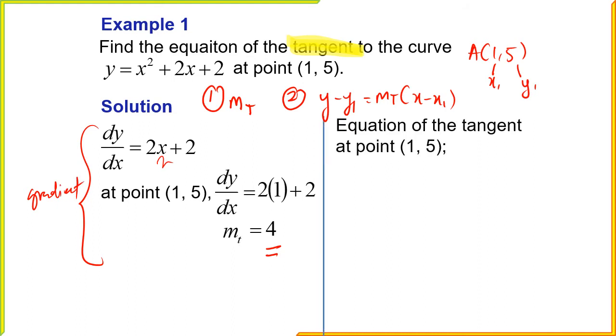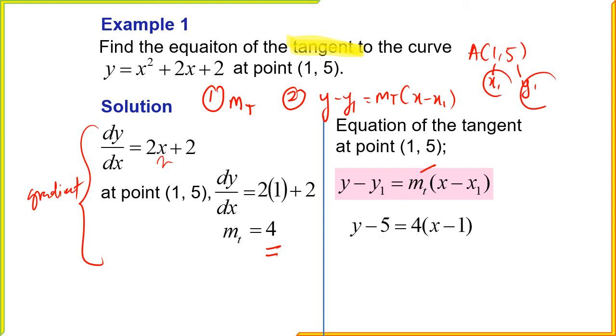Now to find the equation, we need to use the formula y minus y1 equal to mt multiplied by x minus x1. Okay? So we have the mt already. We know already what x1, y1 are. So we just substitute the values. So we get y minus 5 equal to 4 multiplied by x minus 1. And then simplify everything here. This one we get 4x minus 4. So the equation of the tangent, y is equal to, we bring the negative 5 to the right side, it will be positive 5. So y equal to 4x plus 1. So this is our equation of tangent.